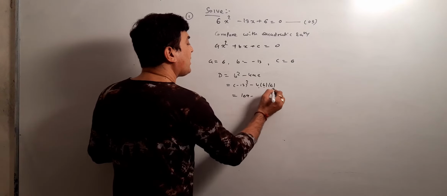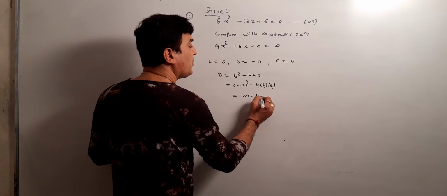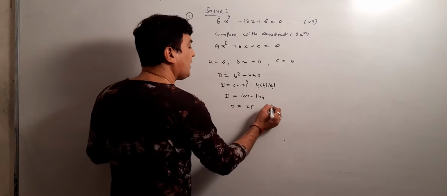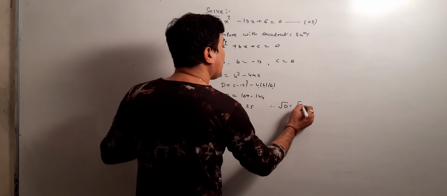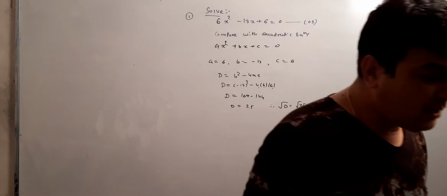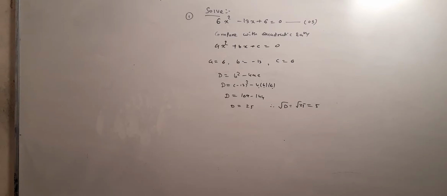D is 169 minus 144, that is 25. Root D is 5. So a, b, c, discriminant D is b square minus 4ac, and find the alpha and beta.